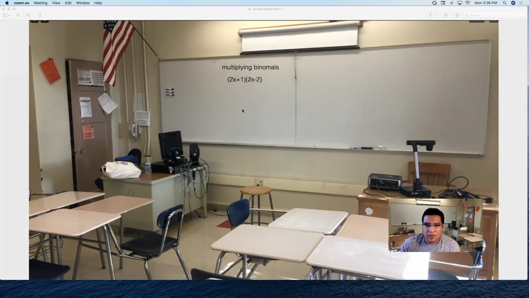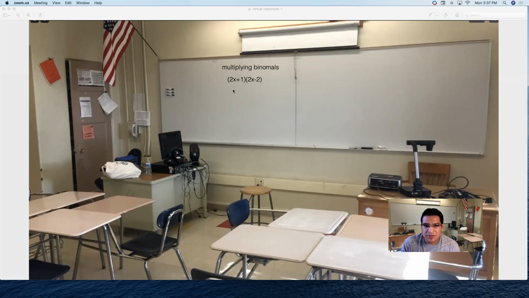Now, the first thing that comes to my mind when I see this, I can do this three ways. One, I can do the distributive property, the other one is the FOIL method, and the other one is the box method. Today, I'll be showing you two methods. Those are my two favorites. So we will start by doing the distributive property.